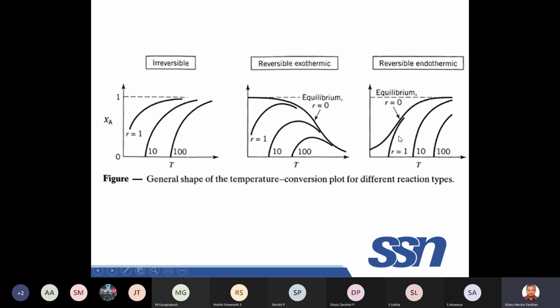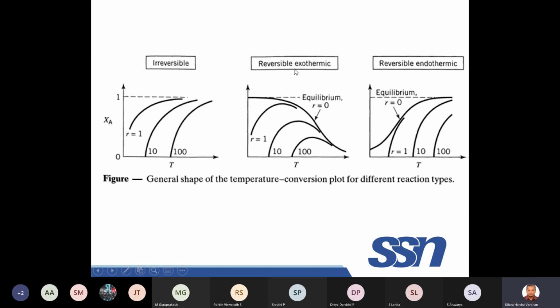High temperature will give you high rate. When the temperature is 0, the rate is 0. This is forming like this curve, and afterwards, when the temperature is increasing, it forms like this. This is for a reversible endothermic process. So here also you can tell that as the temperature is increasing, your rate will increase, so that's your conversion. But the maximum conversion is almost 1.